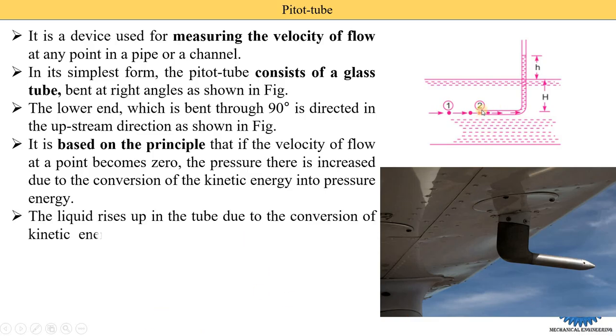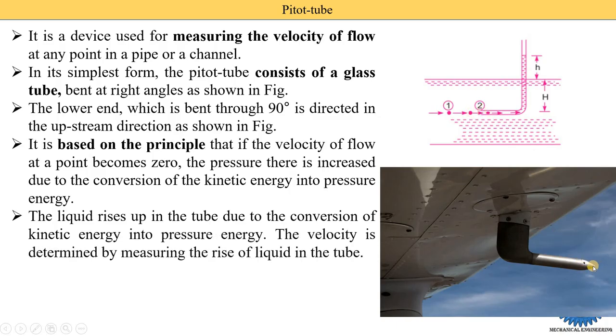The inlet portion of the pitot tube is of this type of shape. Here you can see it looks like a nozzle. At the inlet the area is lower, and then after it is increased. Then what happens?